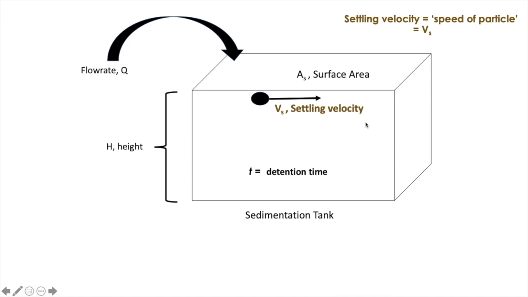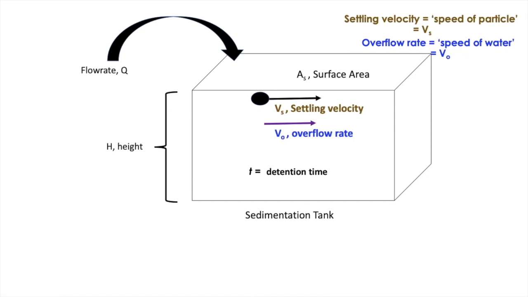Another speed that we need to remember that also exists in the sedimentation tank is the speed of water. I label it with a purple arrow like this, which represents the speed of the water itself. So you have different speeds: one speed for water, and the other one is the speed of the particles. The speed of the water is labeled as V naught, or overflow rate.